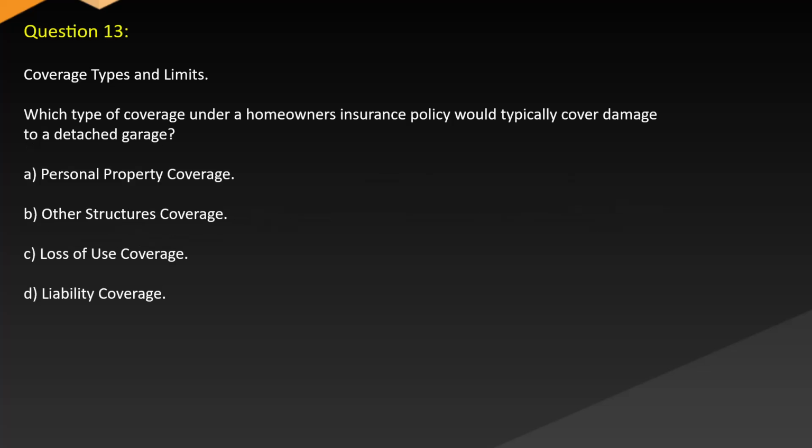Question 13. Coverage types and limits. Which type of coverage under a homeowner's insurance policy would typically cover damage to a detached garage? A. Personal property coverage. B. Other structures coverage. C. Loss of use coverage. D. Liability coverage.